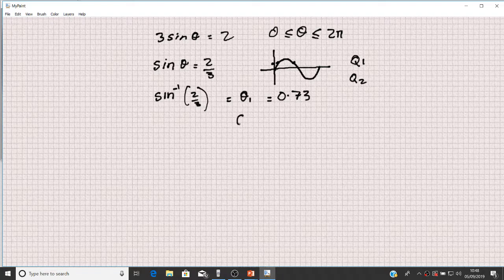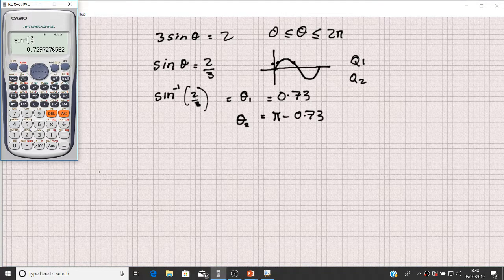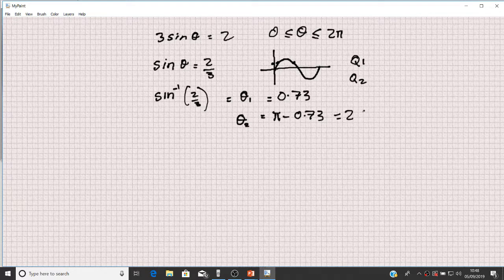Theta 2, the second and final solution we're looking for, is in Q2. So I need to say pi minus 0.73. And I'll just pull up the calculator again, and I'll go shift pi minus answer. So that gives me a measure in radians of 2.41, 2.41 rad. So that's both of the solutions, and that's the first problem.